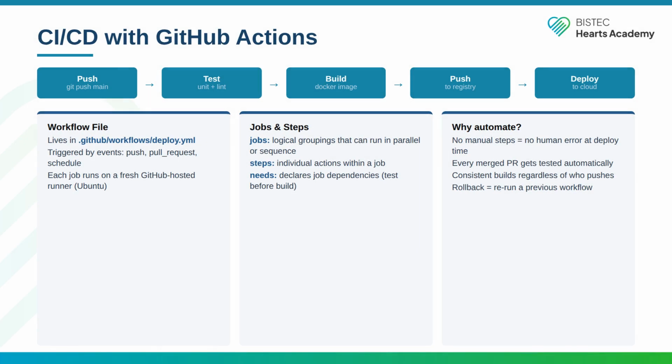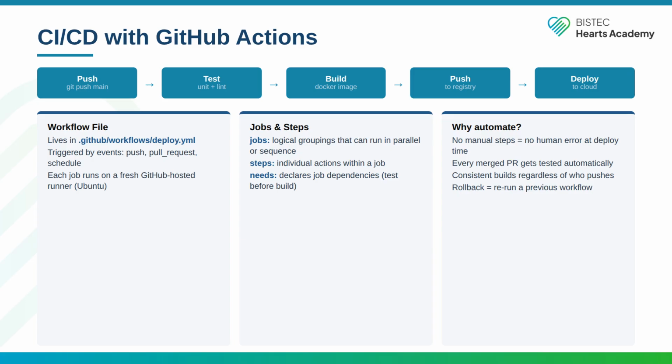CI/CD stands for continuous integration and continuous deployment. The idea is that every push to main should automatically run your tests, build your Docker image, push it to a registry, and deploy it to production, with no manual steps.